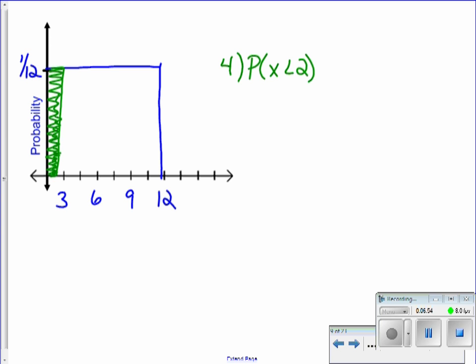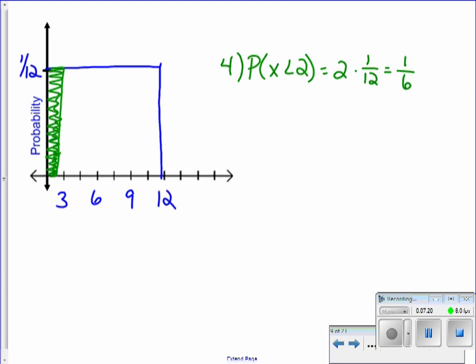How wide are we from 0 to 2? Of course, our height is 1/12. So we end up with 1/6, which would be about 17%. 0.166666667. What did you do? Folks, you should be talking. I need to be able to hear you.